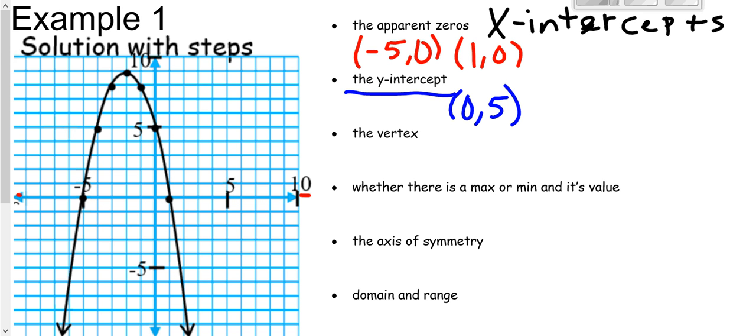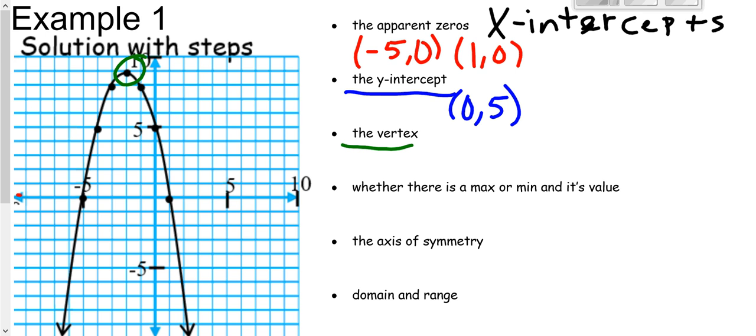The vertex is like the most important point on a quadratic. The rest of this is actually very similar to finding key features of an absolute value function, if you remember. It's just a different shape, but all of those key features are pretty much the same. The vertex is that turning point in a graph where we're going up, up, up, and then it stops and turns and goes down. So our vertex is this point right there.